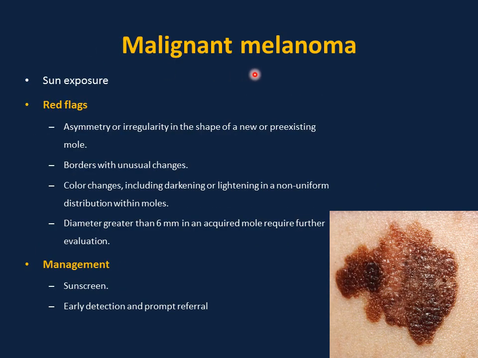Malignant melanoma generally is rare in children, but it is starting to appear these days, and it should always be in the differential. Sun exposure is the most common cause, especially during business hours. Red flags, very important to know about malignant melanoma: asymmetry or irregular shape, unusual changes in the border, different colors, some areas dark and some areas light, and a diameter of more than 6 millimeters. These are all red flags of malignant melanoma. The management to prevent it is sunscreen, early detection, and early referral is the key.